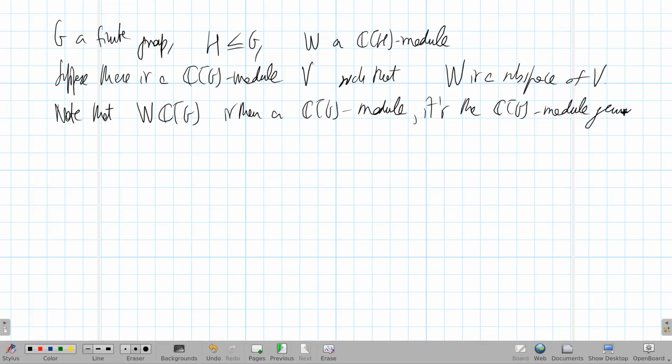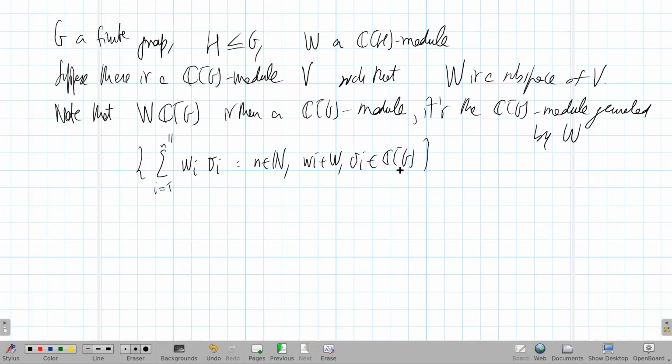generated by W. And it's generated in the same way as for vector spaces when you have a subset and then you take all linear combinations. So this consists of all linear combinations, say sum from i=1 to n, Wi sigma i, where n is in N and Wi are in W and the sigma i are in CG, okay?